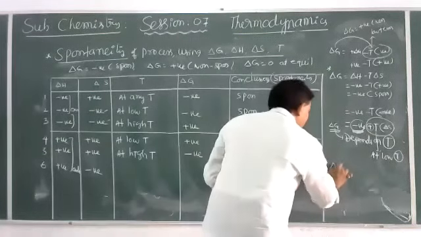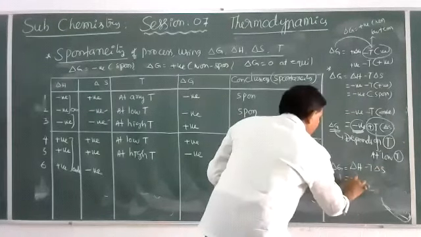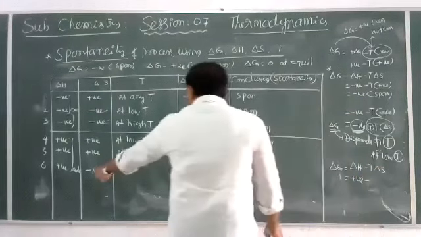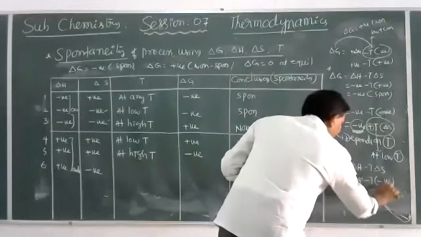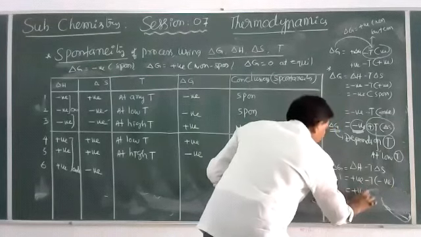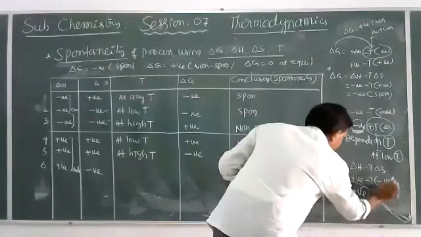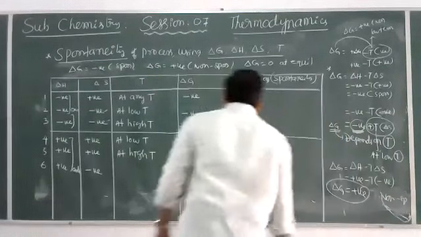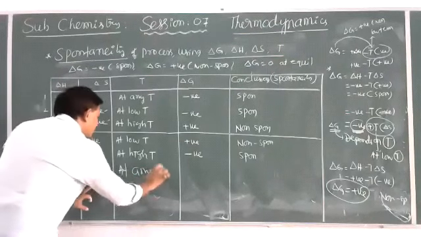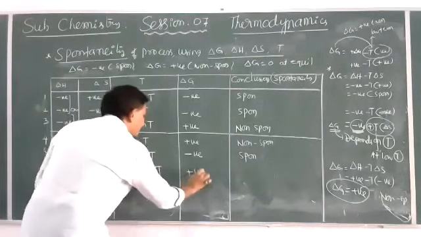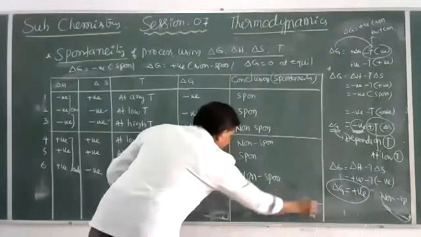In the last case, delta G equals delta H minus T delta S. Here delta H is positive, and delta S is negative, so minus T delta S is negative times negative, which is positive. The total value is positive at any temperature. That is a non-spontaneous process. That's why at any temperature this value is positive, and it is a non-spontaneous process.